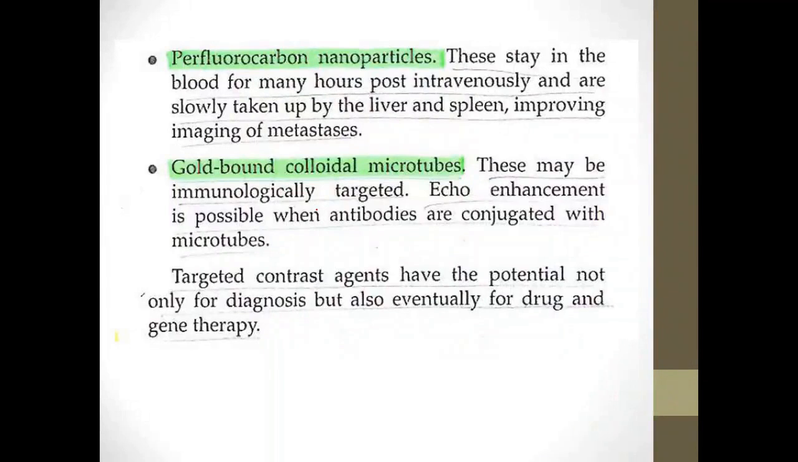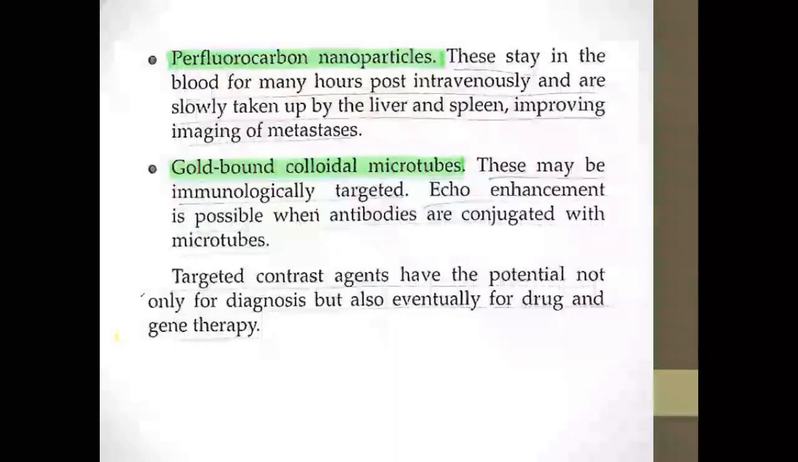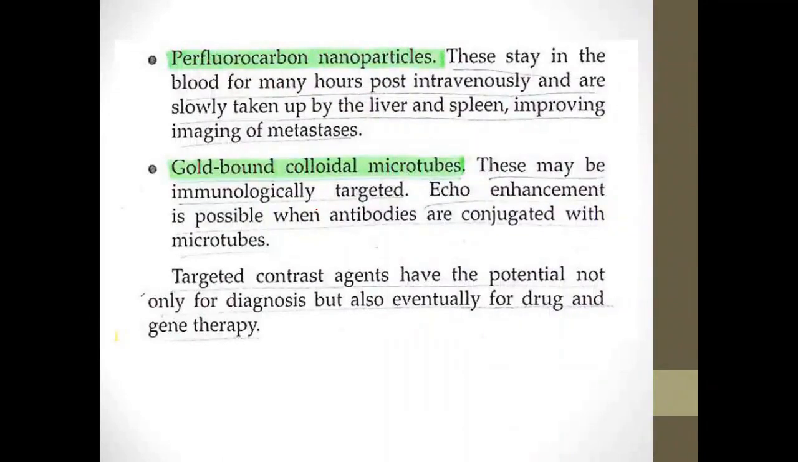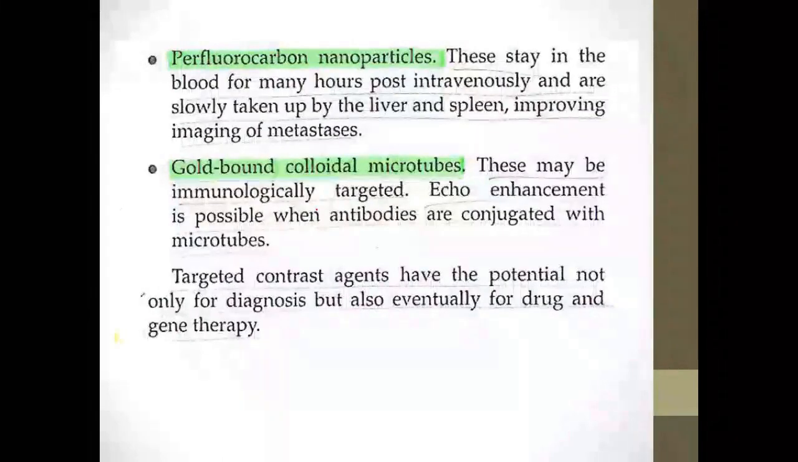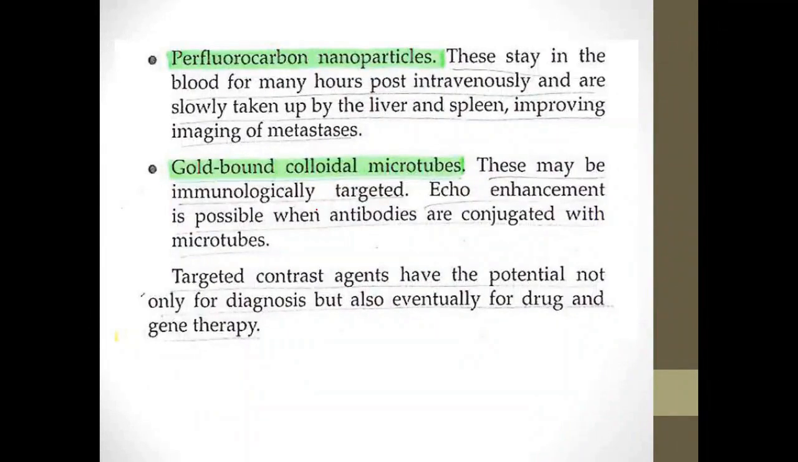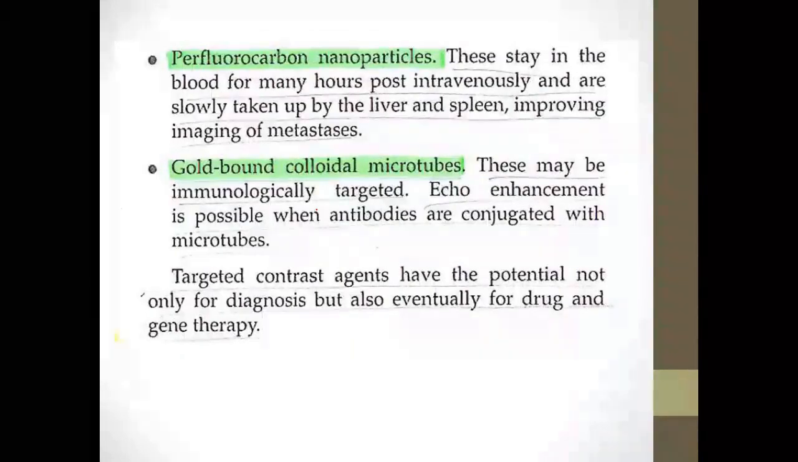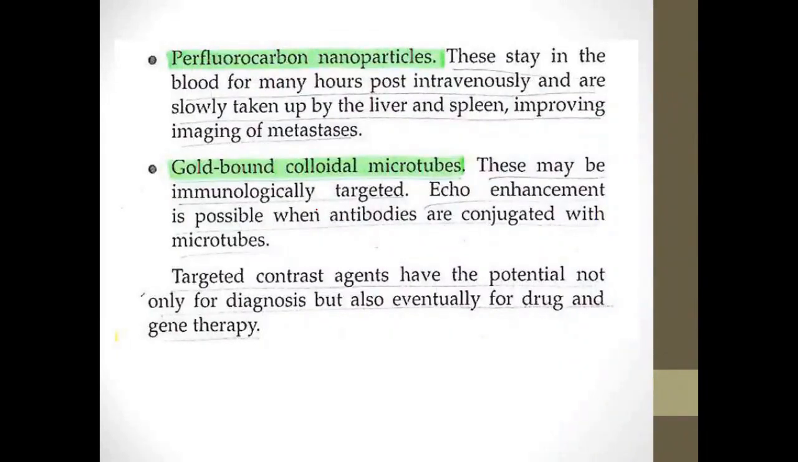In this case, you want something to remain present. So if you suspect there is, for example, a connection, you want to see it after a certain time or a long period. You need something that acts slowly so it remains present. When you come to perform imaging, you can do it even if it is late, and it will depend on the metastasis present. Also, there are gold-bound colloidal microtubes, which I believe are related to targeted contrast.